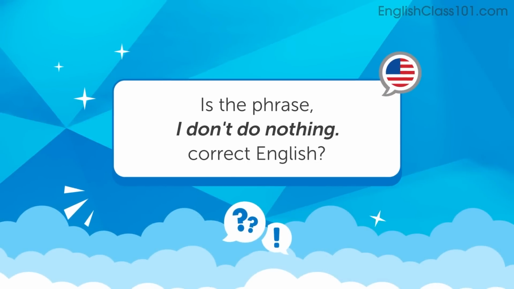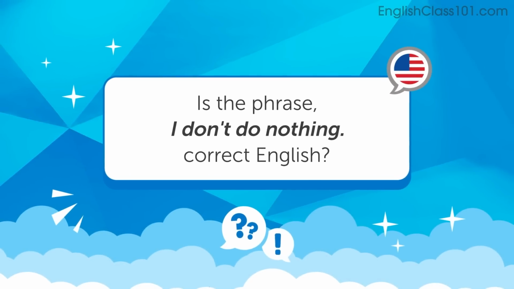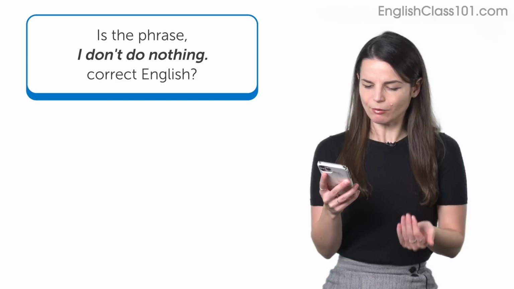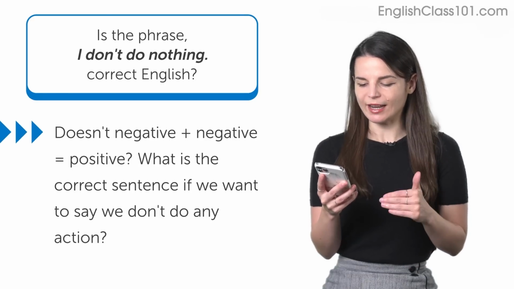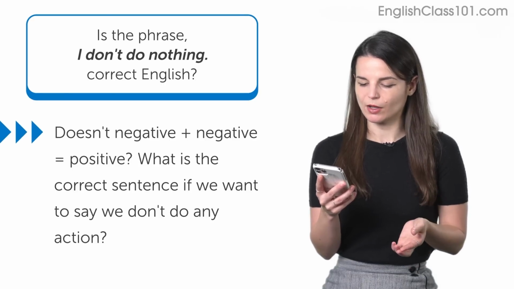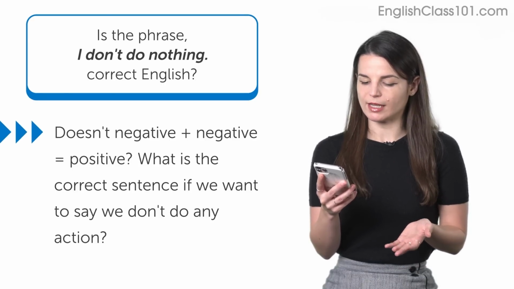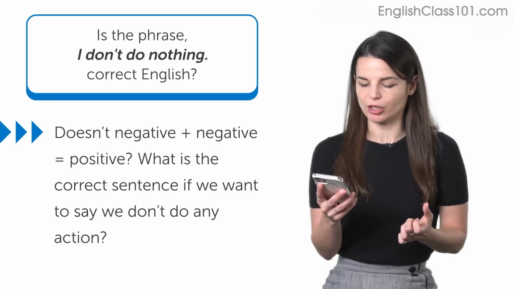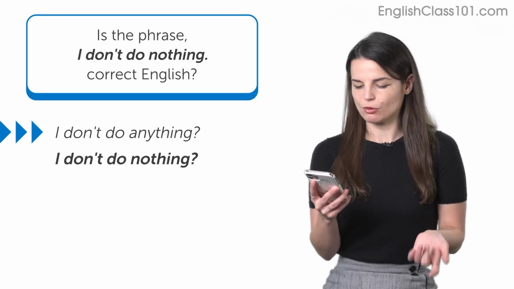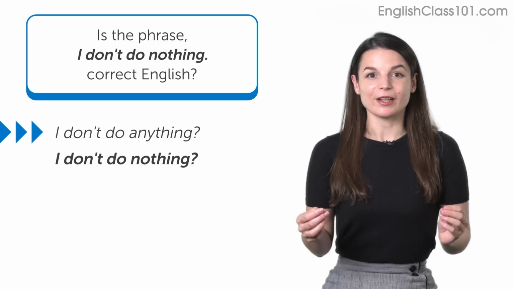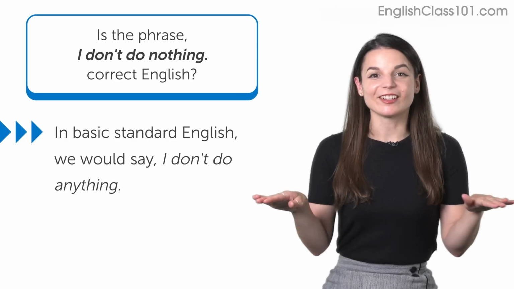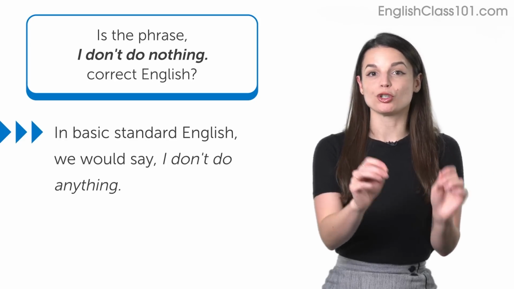Next question comes from Nicole L. Tran. Hi, Nicole. Nicole says, "Hi, Alisha. I've heard many people say, 'I don't do nothing,' when they want to say they don't do the thing. Is that right? As far as I know, negative plus negative equals positive. What's the right sentence if we want to say we don't do any actions in a situation? 'I don't do anything' or 'I don't do nothing'? Thanks." Yeah, great question. So in very basic standard English, yes, we would say 'I don't do anything.'